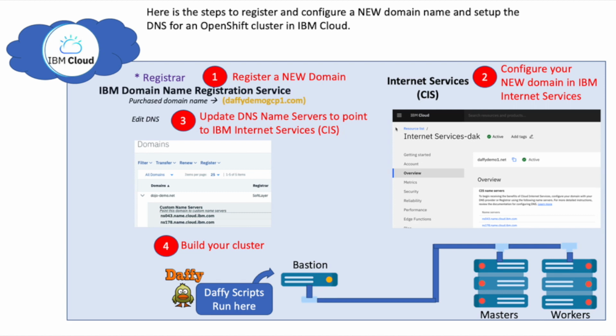Here we have the big picture outlining the 4 steps you would take to configure your IBM Cloud environment for an OpenShift IPI deployment. We are going to focus on how to complete steps 1, 2, and 3 in this video.